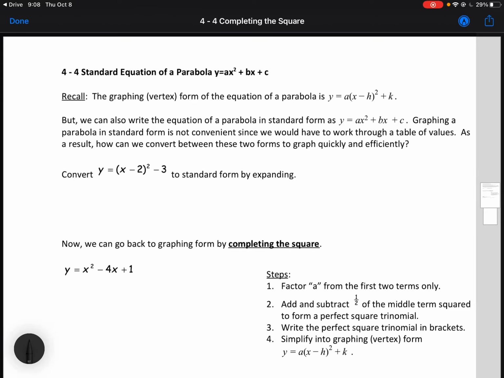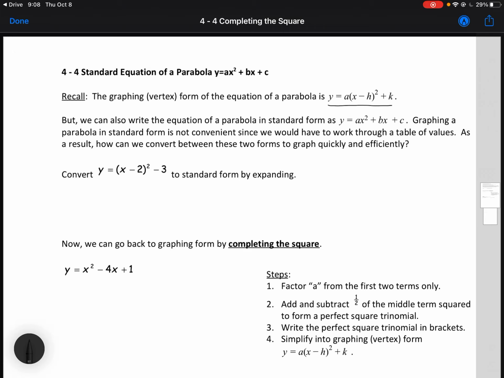This video goes over how to convert between the standard equation of a parabola, y equals ax squared plus bx plus c, and the more useful graphing form of the equation of a parabola, which is the one that we've been looking at so far.